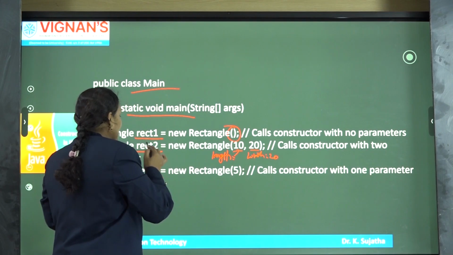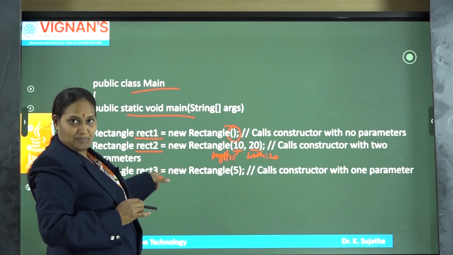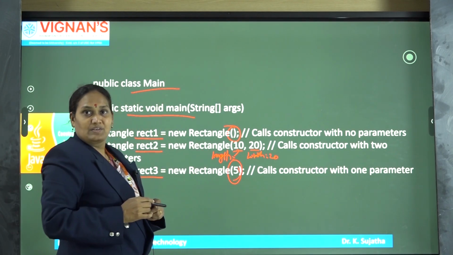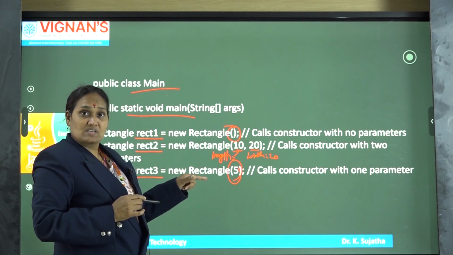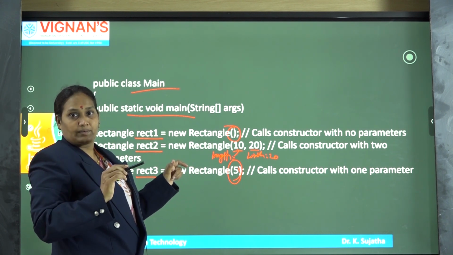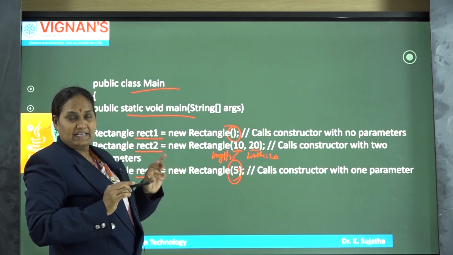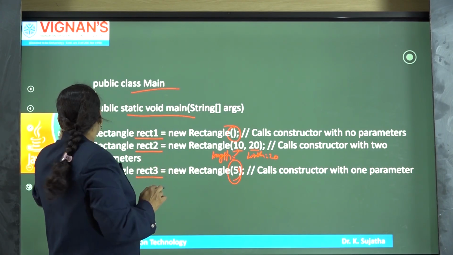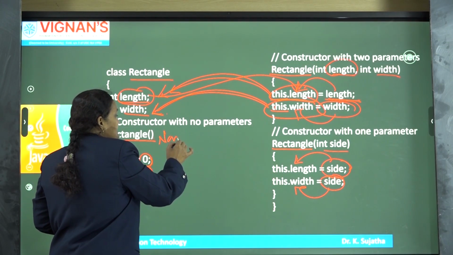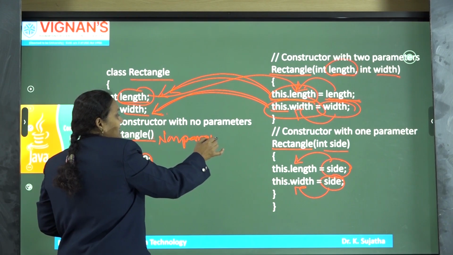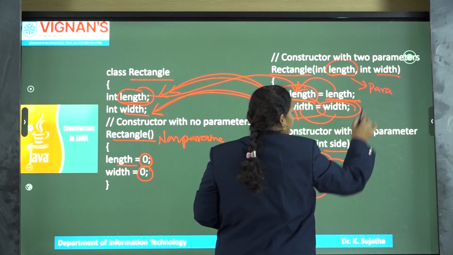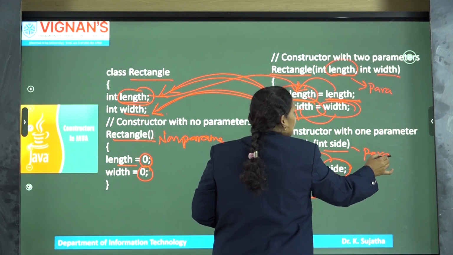Now I have created one more object, rect3, which takes the value 5, which invokes the third constructor that contains only one argument. So you can observe the program contains three types of constructors. The first is a non-parameterized constructor, and this is a parameterized constructor, and this is also a parameterized constructor.